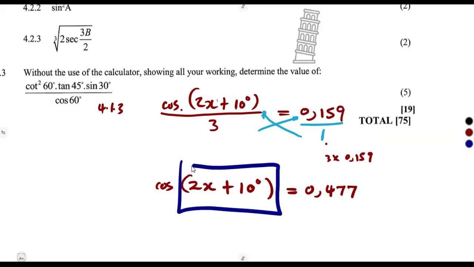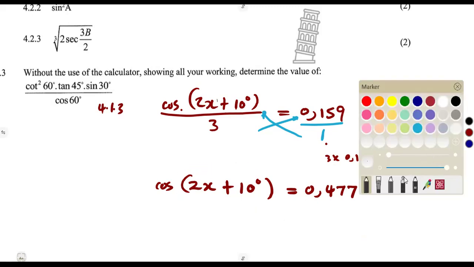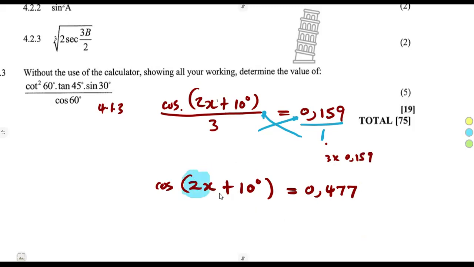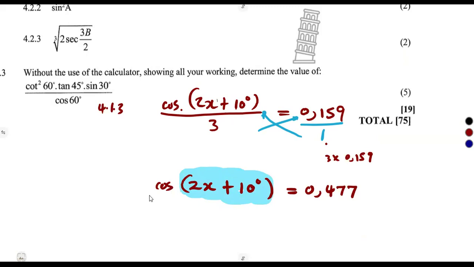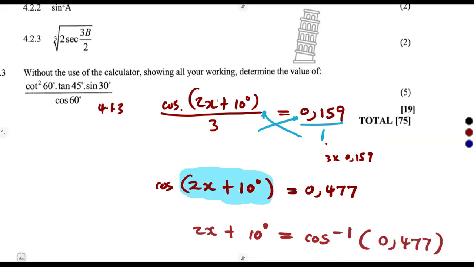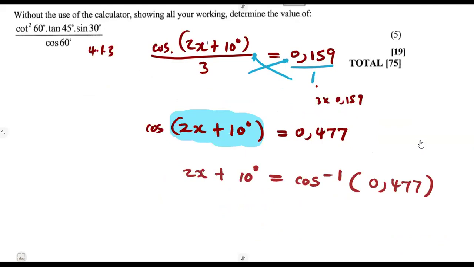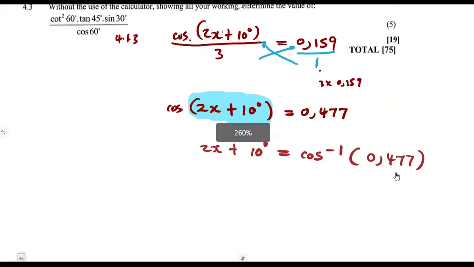Just like the previous case, this is our angle 2x plus 10. So how are we going to remain with this 2x plus 10? We have to get rid of what? The cos. The cos here that we have. How do we get rid of it? We write it here as arc cos. So 2x plus 10 degrees is equal to the arc cos of 0.477. So that's the case. Just like that.